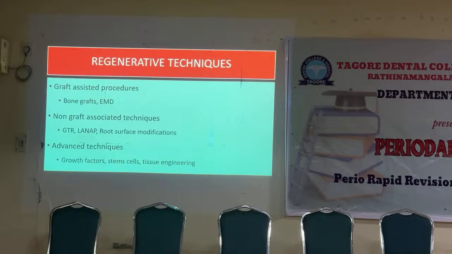So there are three types of procedures we can use for regeneration. Okay, one is graft-assisted procedures. So you are going to put material taken from somewhere outside and put it inside to regenerate. Example, just think that you have a huge hole on any flat surface. You are going to fill that space. So what are you going to do? One is graft-assisted procedures, where you put something as a graft. The second one is non-graft-assisted techniques.